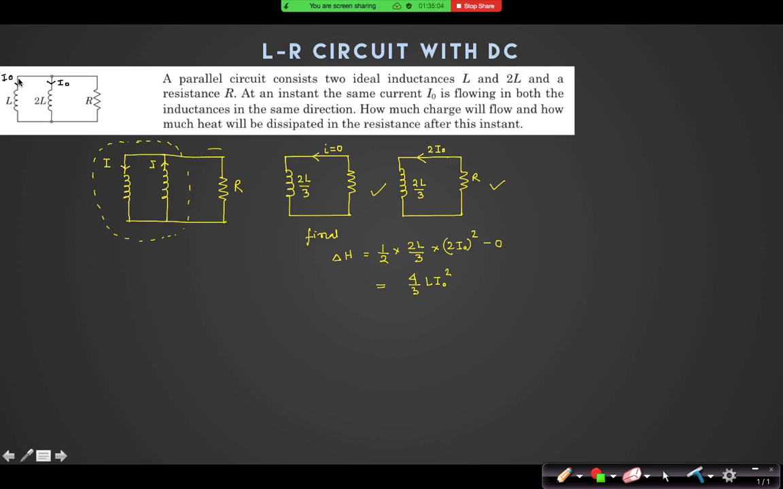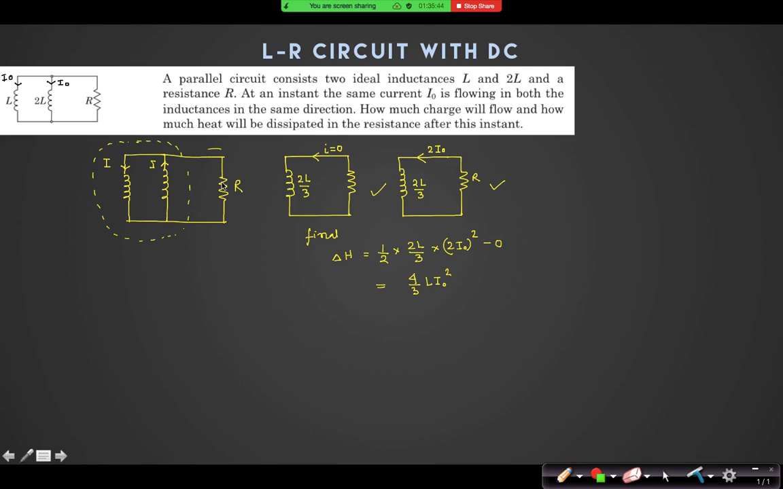I'll say it again. Suppose in this branch the current was I naught, and in this branch the current was also I naught. Let us assume this current decreases, and this current also decreases because there is resistance. But suppose this current decreases more rapidly than this one. This has 2L, this has L. So this current decreases rapidly, becomes 0 and then reverses its direction. As soon as it reverses, this one will increase and this one will decrease. So there will be some time when both the currents are the same, and this condition is achieved.